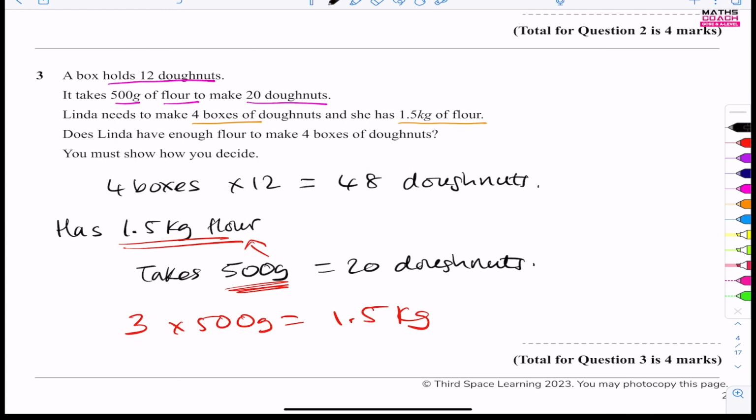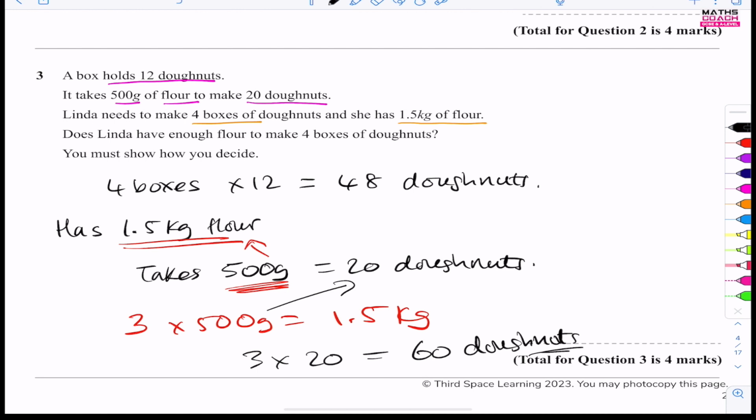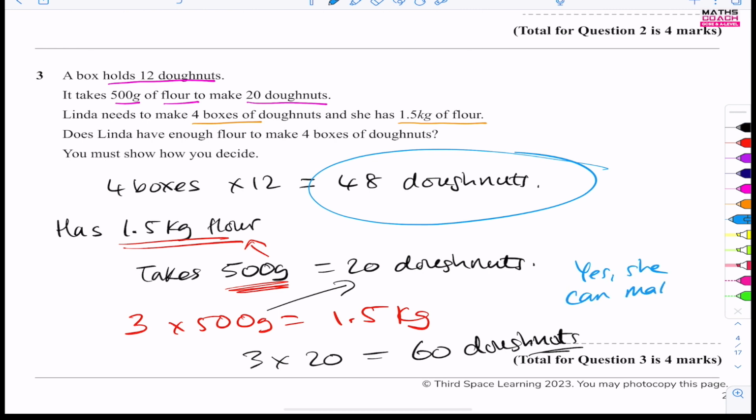So that means we can make 3 lots of 20. So 3 lots of 20 gives us 60 donuts. Linda can make 60 donuts. So therefore, it's more than enough for 48 donuts. So our final answer is yes, she can make 48 donuts.